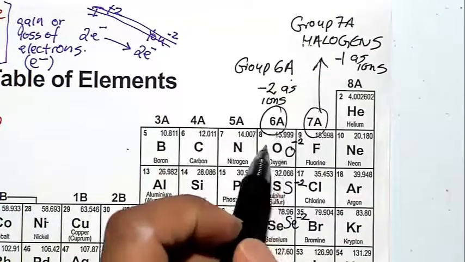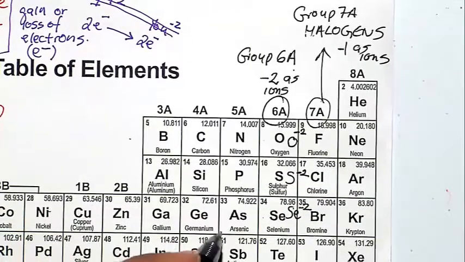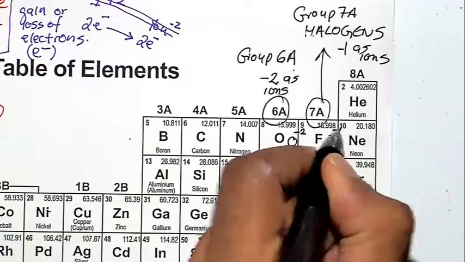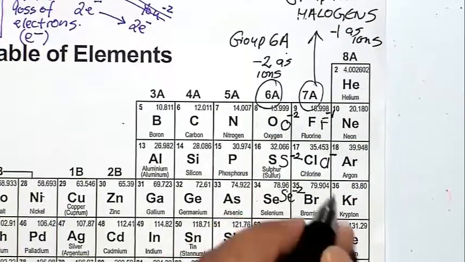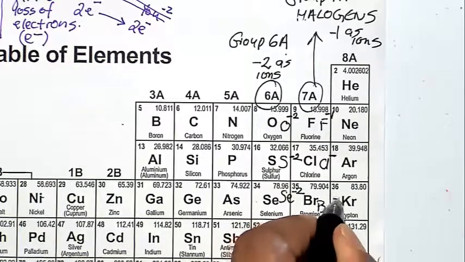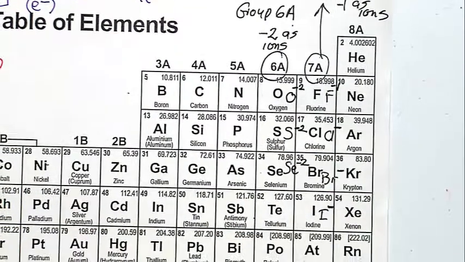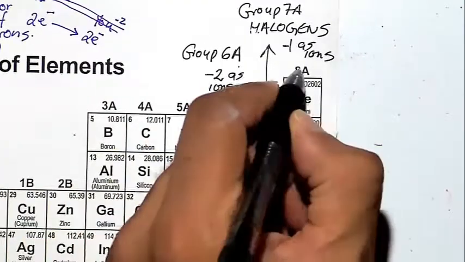So group 6A and group 7A would like to be anions. They would like to gain electrons. So fluorine would be F-1. Chlorine as an ion would be Cl-1. Bromine as an ion would be Br-1. Iodine as an ion would be I-1. It would be anionic.